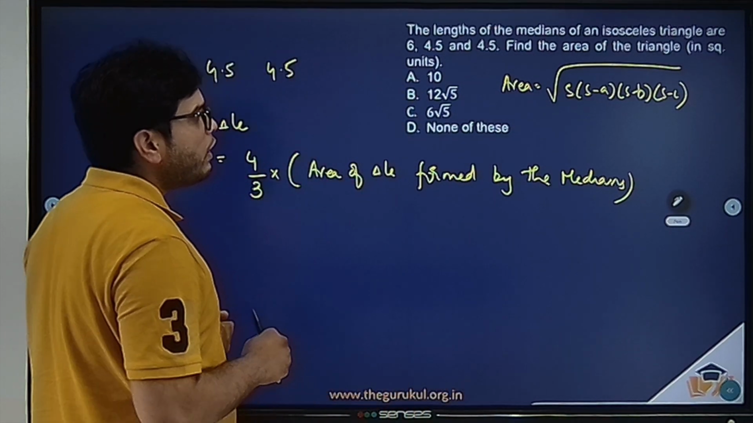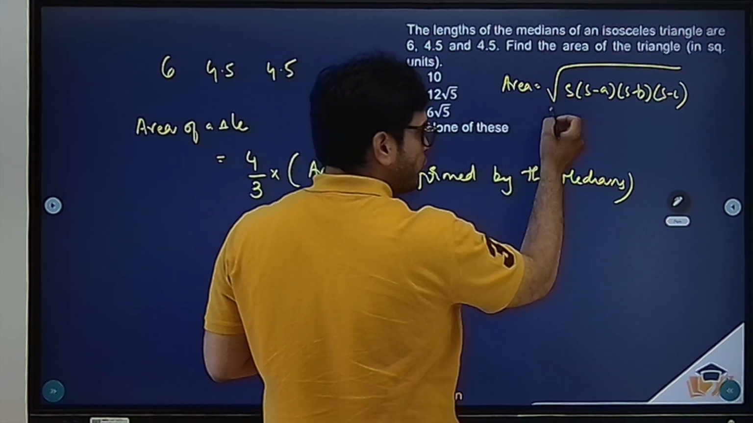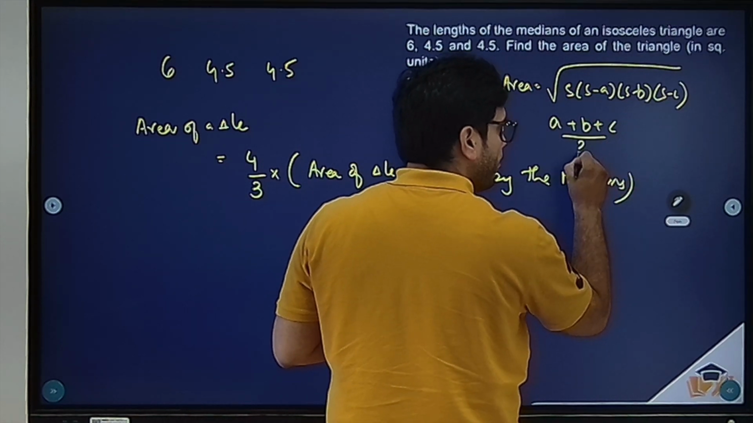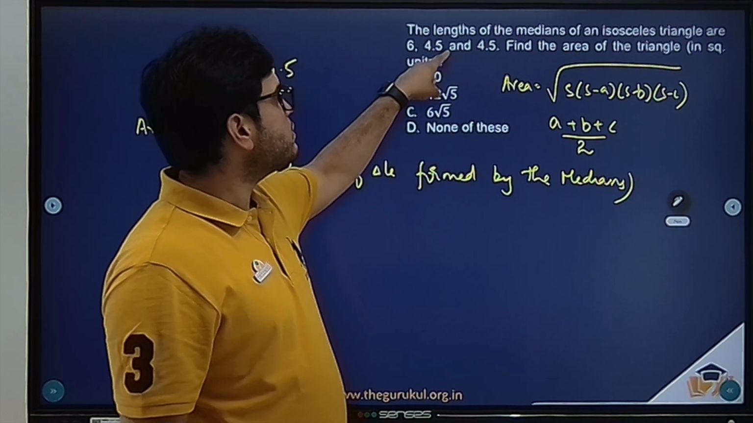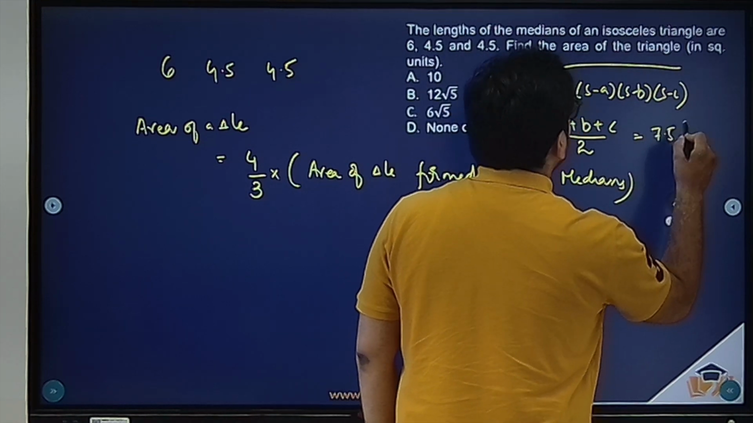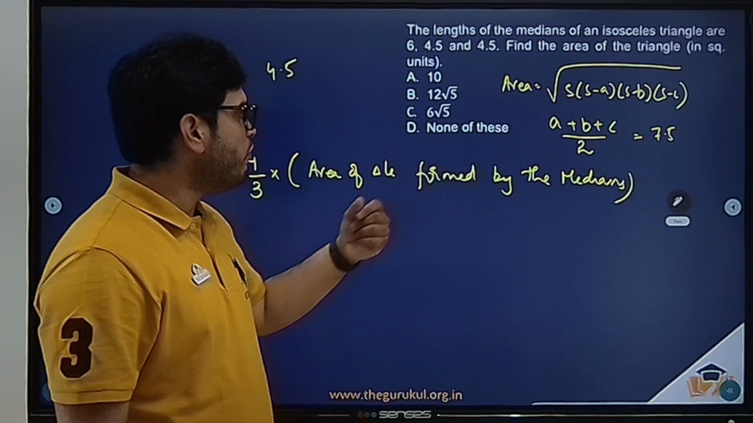First, let's find the value of the semi-perimeter. S is nothing but A plus B plus C, the perimeter of the triangle, divided by 2. So the sum of the three sides, 6 plus 9, is 15, and 15 by 2 is 7.5 units. Right, so we have the value of S.